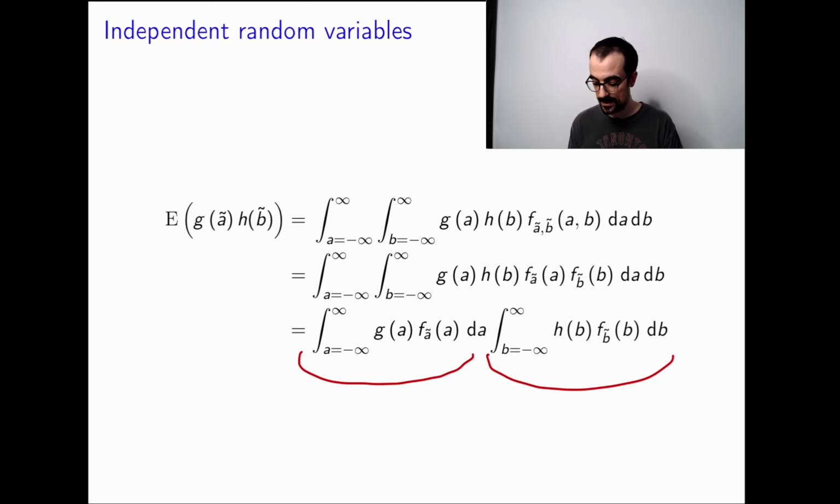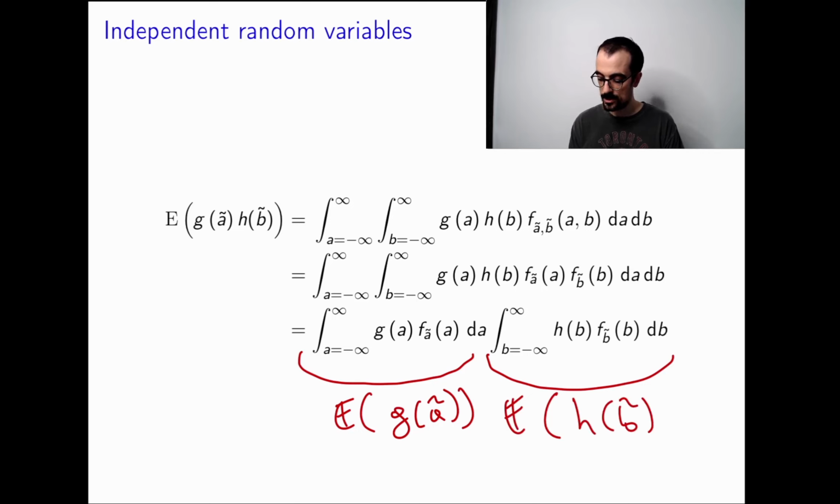And what is this? This is just the expected value of g of a, and this is the expected value of h of b. So this shows that when you have a product of two random variables or functions of random variables that are independent and you want the mean value, it's going to factorize into the product of the mean values.